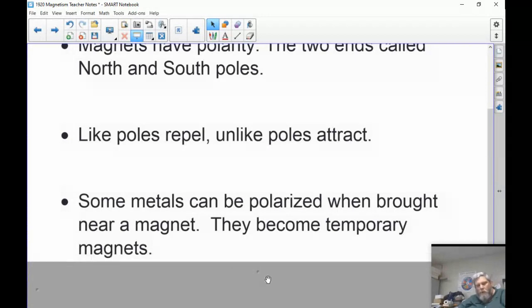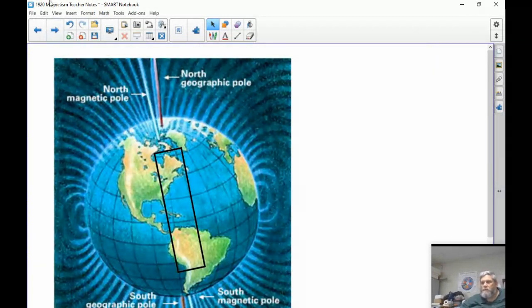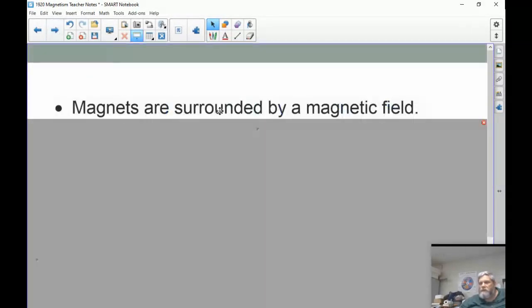They become what we call polarized. And only certain materials can do that. Things like iron and steel, and sometimes nickel and cobalt. I'm not going to worry about those two right now.